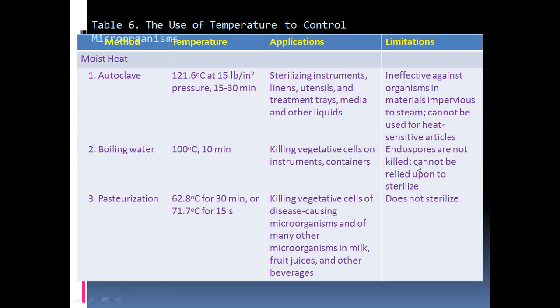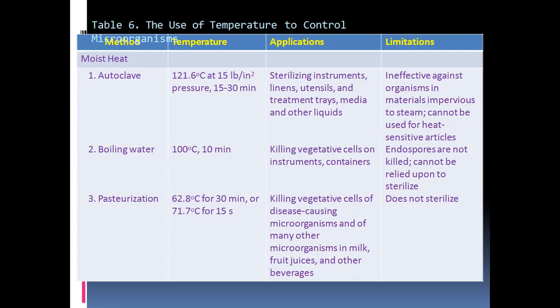Now, what are the limitations of this boiling water method? Endospores are not killed as in the case of the autoclave. So it cannot be relied upon to sterilize. So we cannot say boiling water completely sterilizes any material. Then there comes pasteurization. In pasteurization, temperature is 62.8 degrees C and the exposure time is 30 minutes. Or if temperature is increased up to 71.7 degrees C, then exposure time will be 15 seconds.